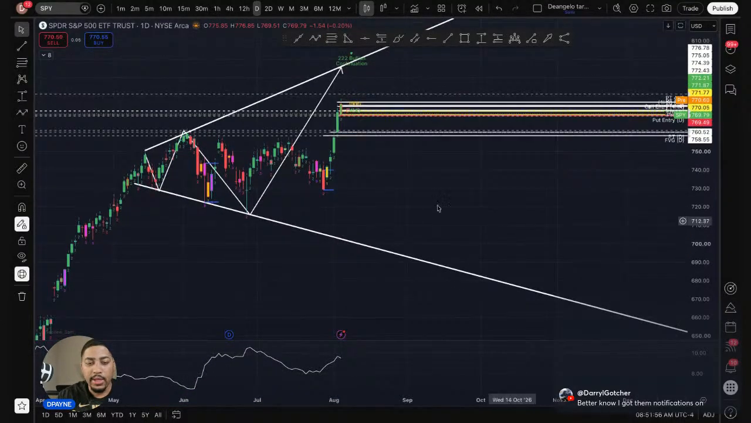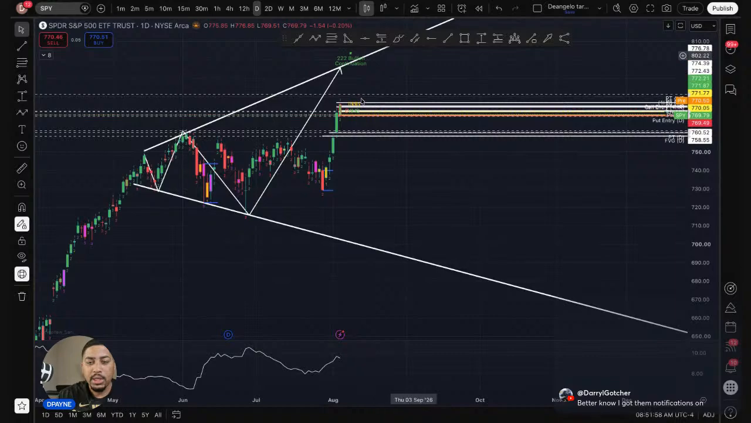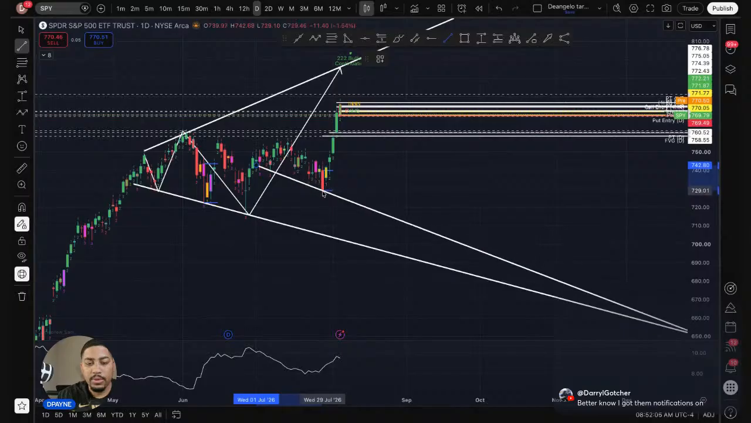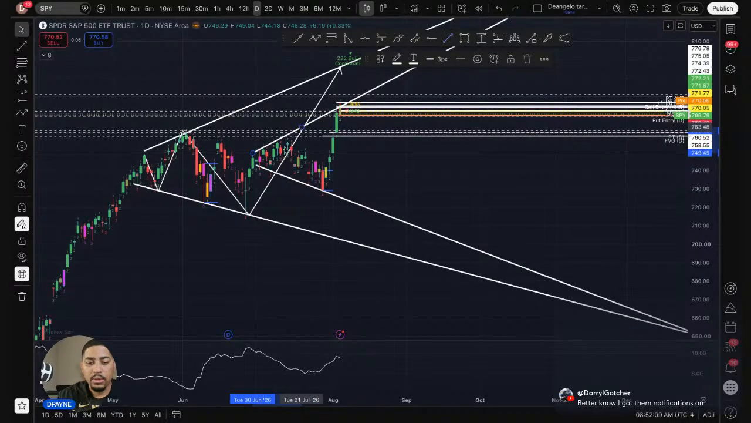So you got this one as a broadening formation, and then you have this one. So you got that is a broadening formation, and this is a broadening formation. This is definitely one for sure.